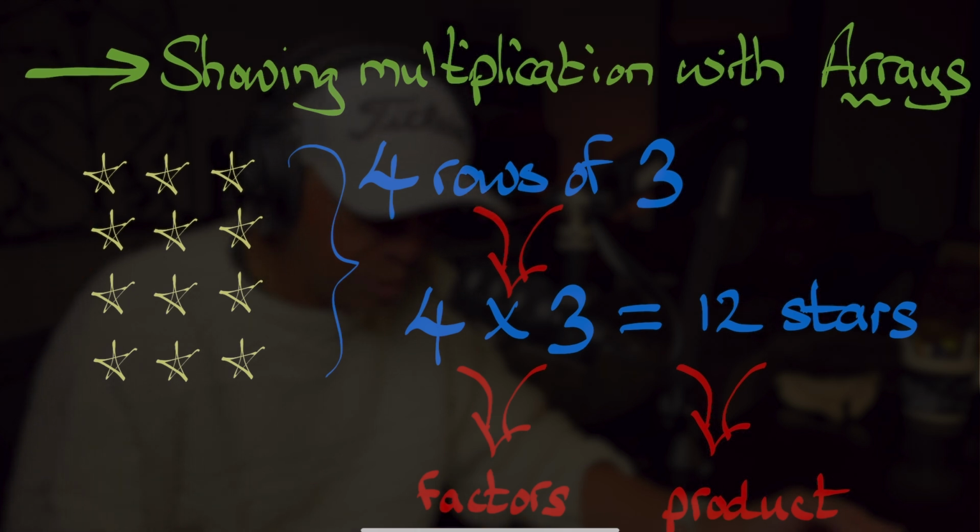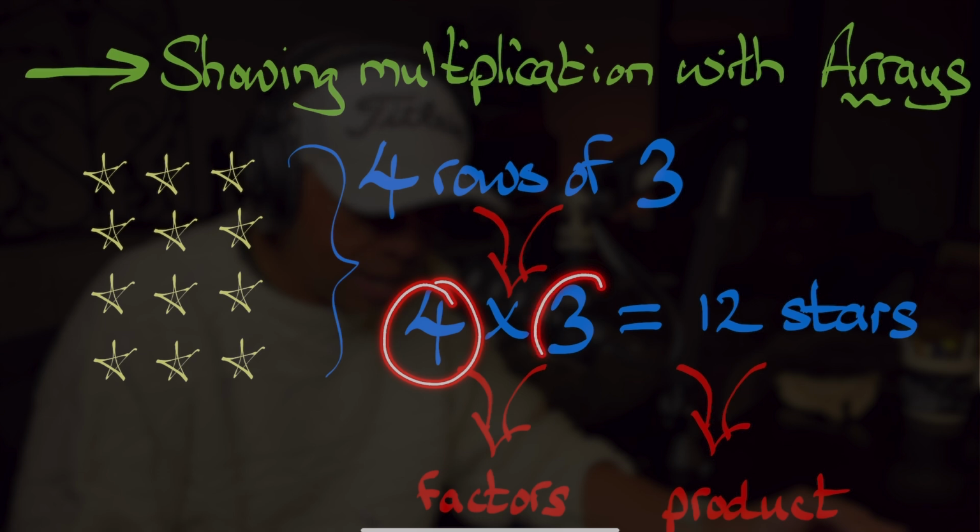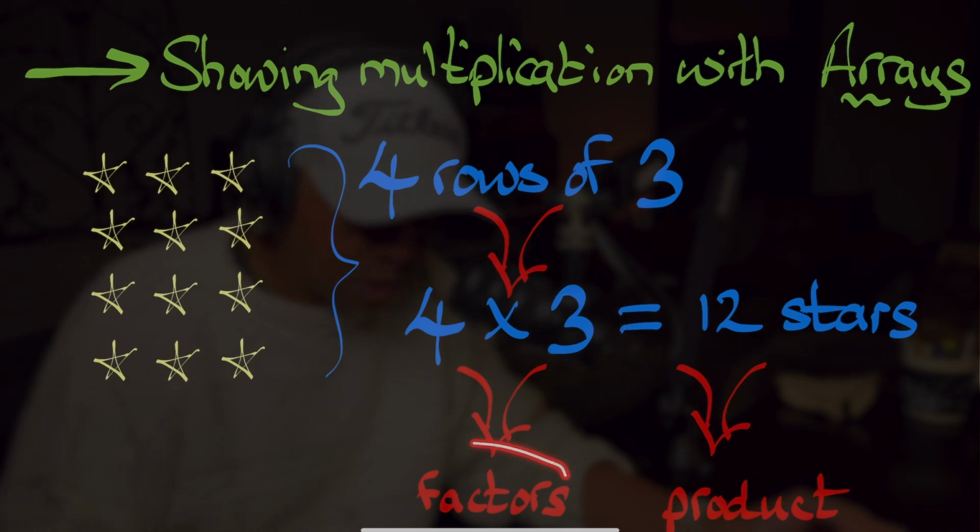So 4 times 3 gives us the product, which is 12 stars. The answer to a multiplication problem is called a product. And each of the numbers that we're multiplying by is called a factor.